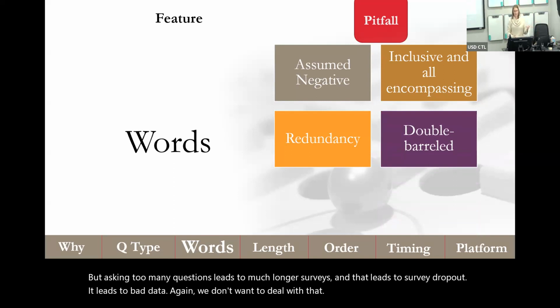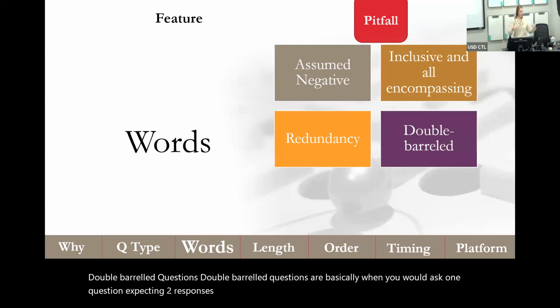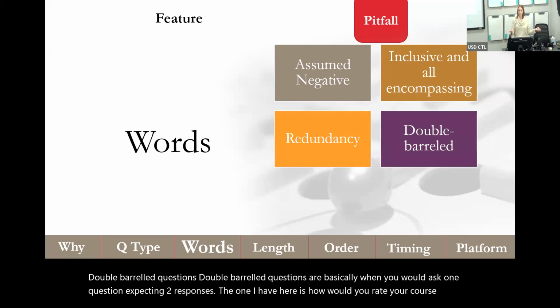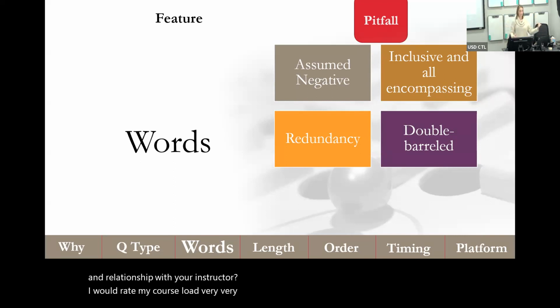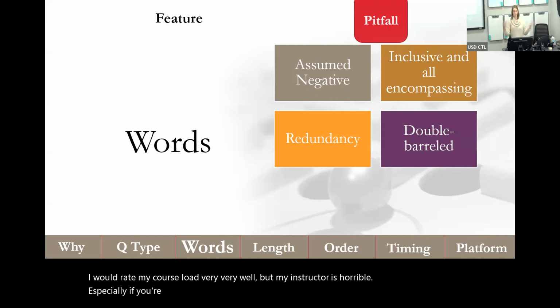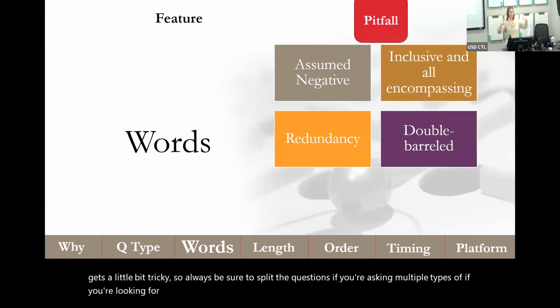Double-barreled questions. Double-barreled questions are basically when you ask one question expecting 2 responses. The one I have here is, how would you rate your course load and relationship with your instructor? I would rate my course load very, very well, but my instructor is horrible. Especially if you're using a multiple choice question as opposed to a short answer, that one gets a little bit tricky. So always be sure to split the questions if you're looking for multiple pieces of data within one question.